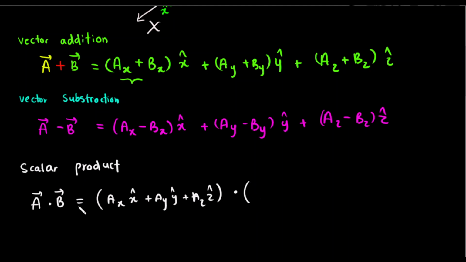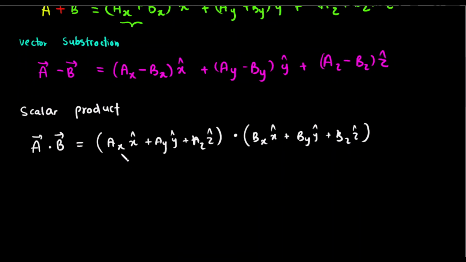Now we have the b vector, bx x hat plus by y hat plus bz z hat. Now I'm going to take the dot product of these two vectors and expand it. So we have ax bx times x hat dot x hat. What does x hat dot x hat mean? What is the value of this? This is the scalar product of two unit vectors.